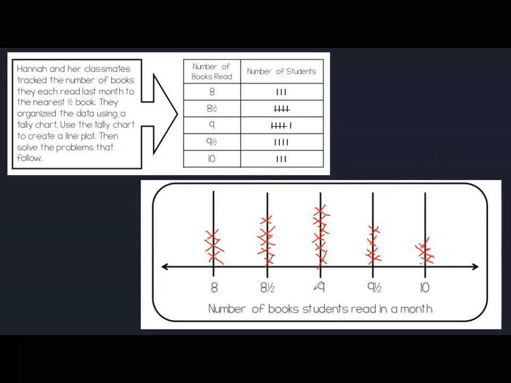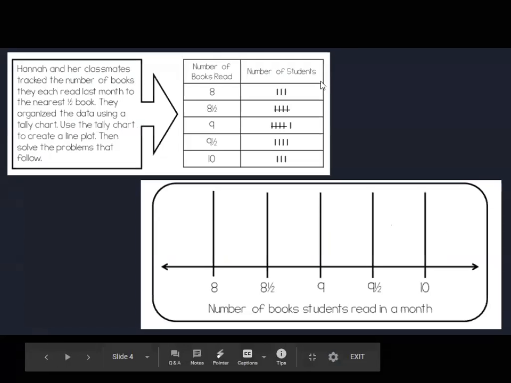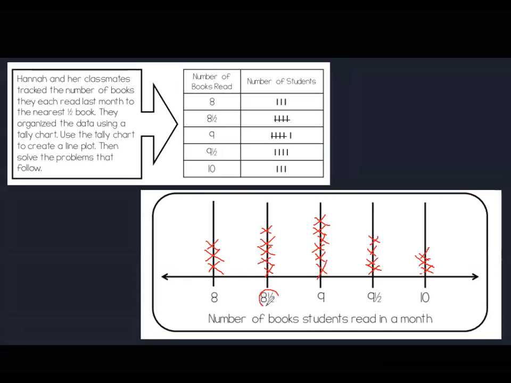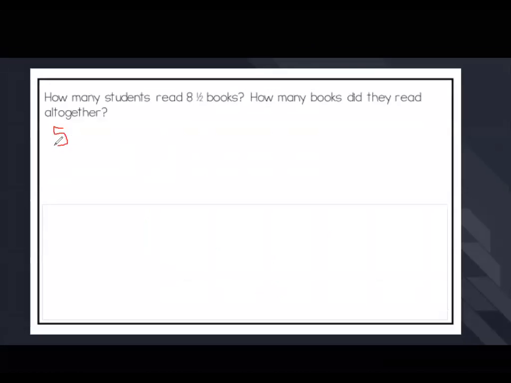So we can use this information to answer questions about the data also. So if we look at the next page, they want to know how many students read 8 1/2 books and how many books did they read altogether. So if we go back and look at our line plot, we want to focus right here at 8 1/2 because that's 8 1/2 books. And if we look, we have 1, 2, 3, 4, 5 students read 8 1/2 books. If we go back to our question, how many students read 8 1/2 books? We counted 5 students.